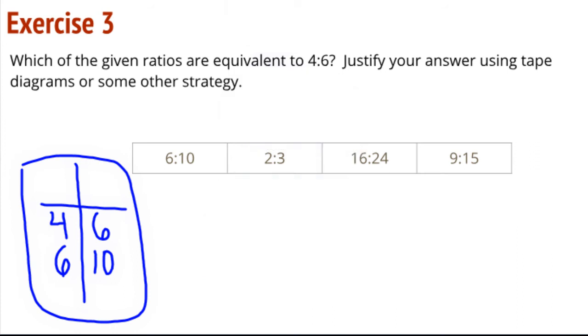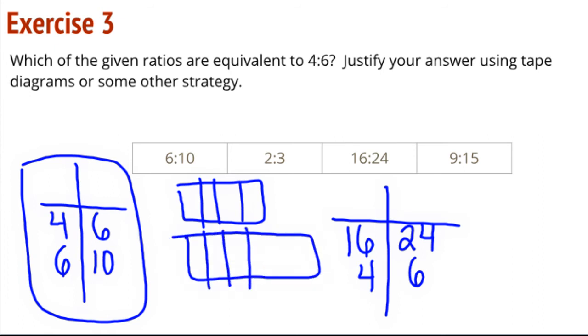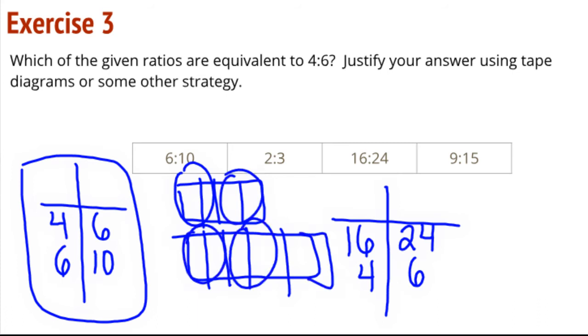All right, let's check out 16 to 24. That is an awful lot of tape diagram to draw, so I'm going to set it up as a table. I'm going to put the 16 and the 24 first, and then the 4 and the 6. And here is the question that I want to answer, and this is what I modeled with the 4 to 6. Instead of multiplying, we're going to make groups. And when we make groups, that is dividing. I left a box off there.